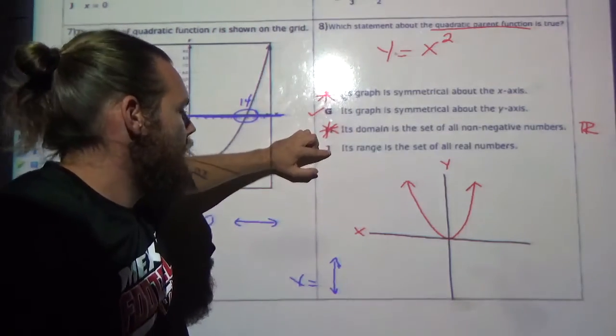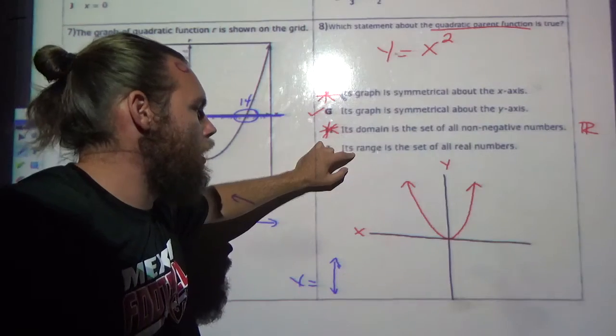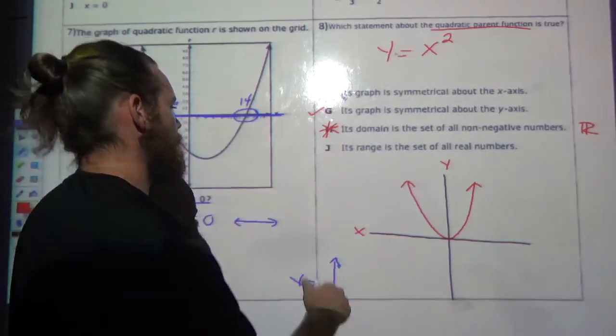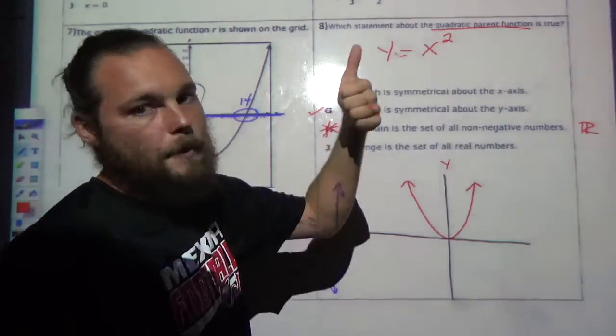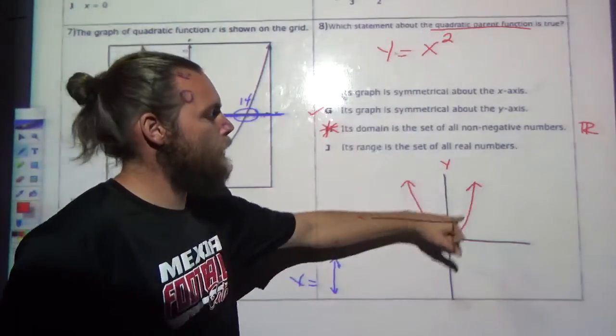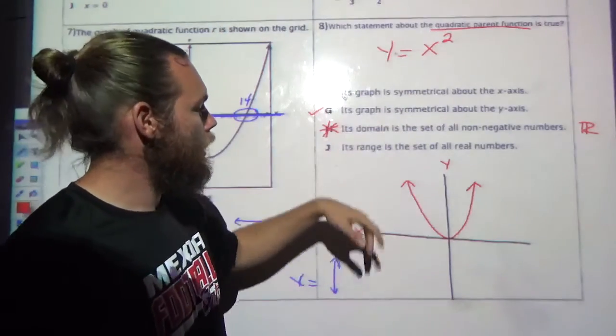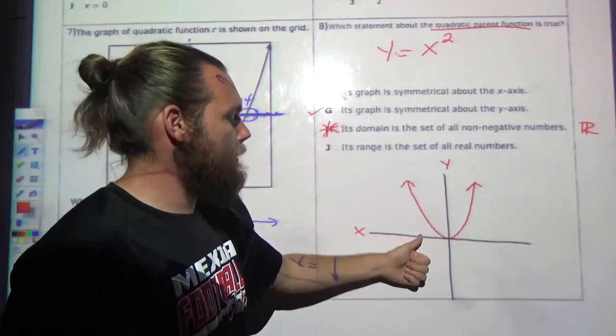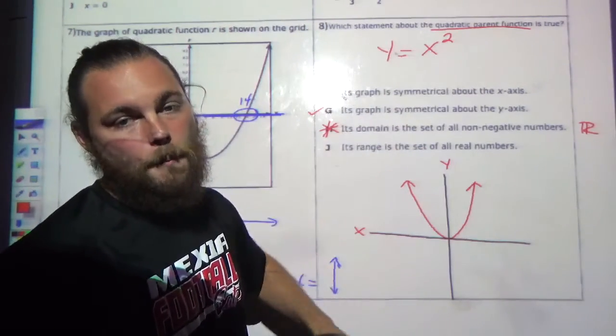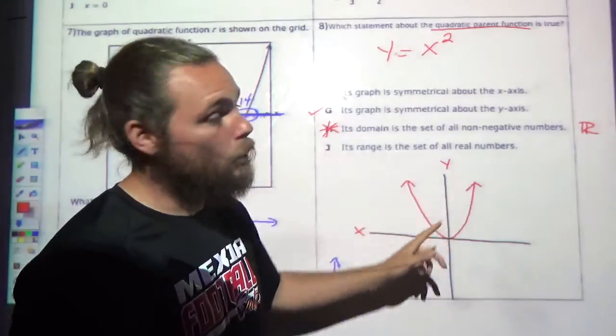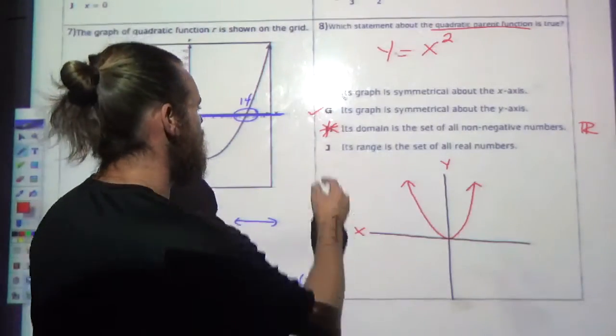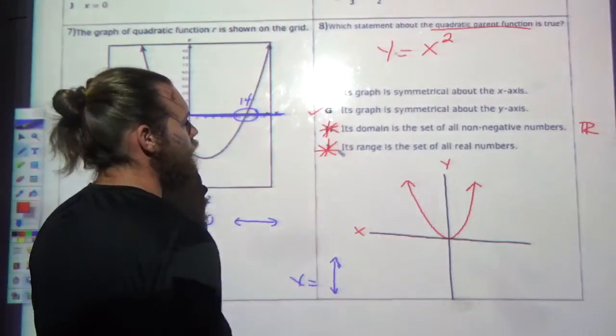J says its range is the set of all real numbers. Remember, range is top to bottom. For parabolas and quadratic functions, if it's all real numbers, that means it would be going up and down forever. But it's not. We have a bottom or sometimes a top point. So it's not going to be all real numbers.